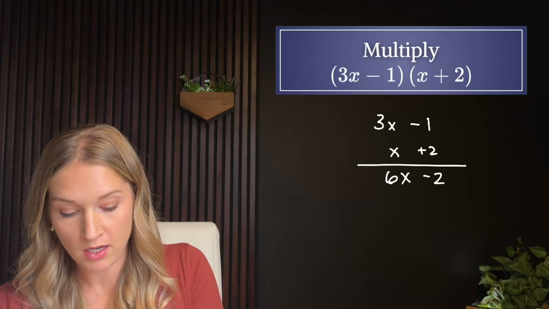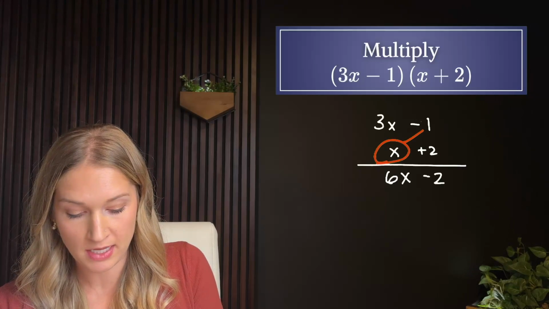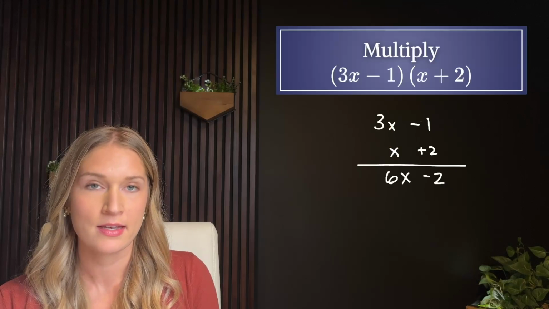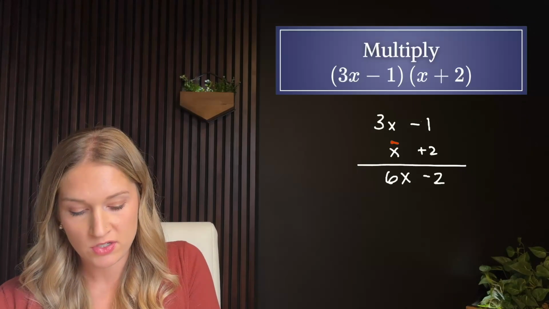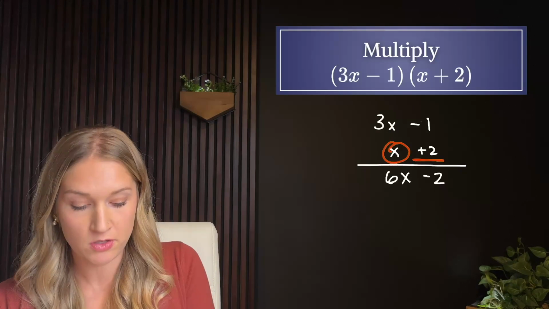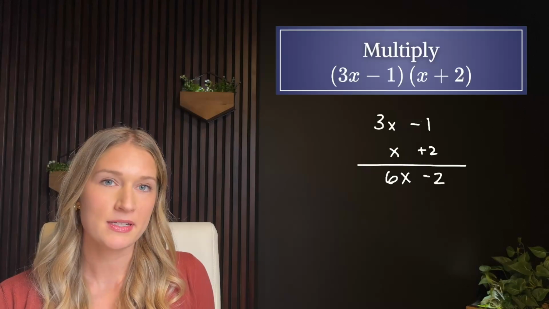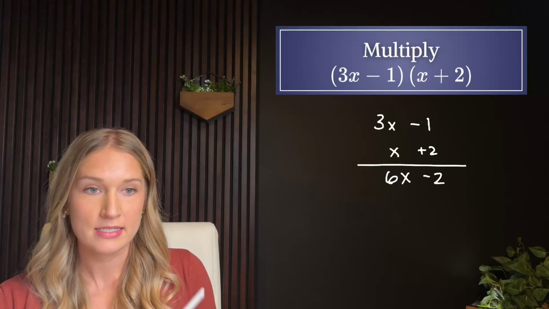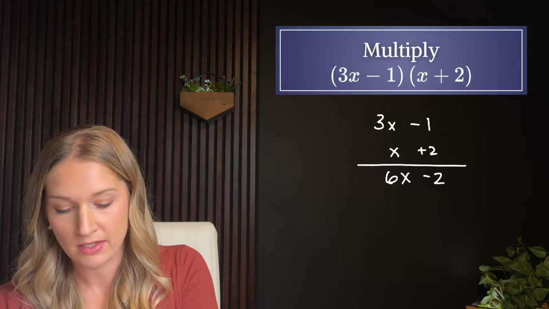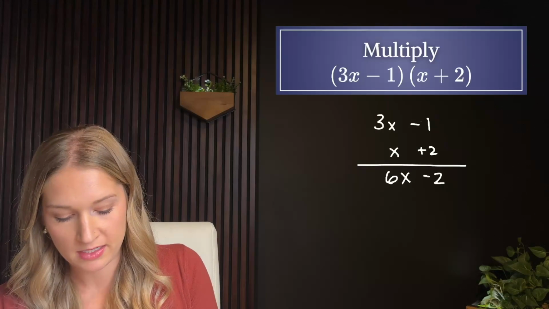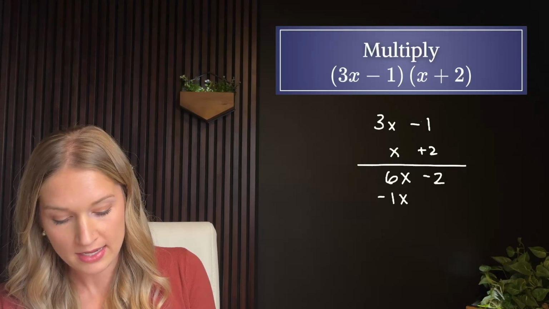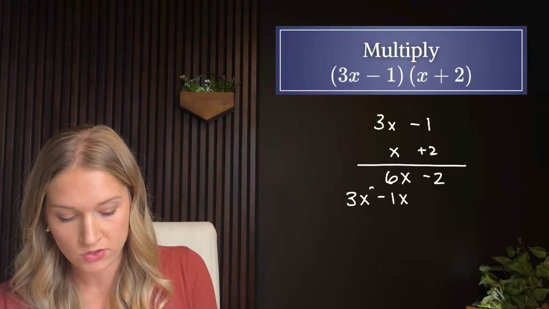Then I move on to my x, and I'm going to multiply that to the -1, and then x to the +3x. Now, since we're in that second position with this x, I skipped over the +2 position. I'm going to leave a space here, and I'll start writing my product down below that 6x. So when I multiply x times -1, I get -1x, and then x times 3x gives me 3x squared.